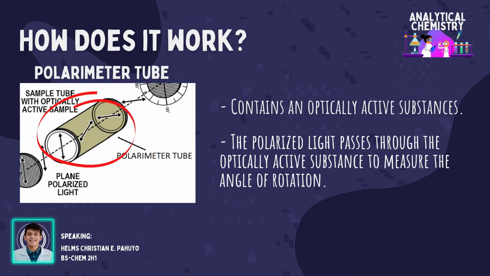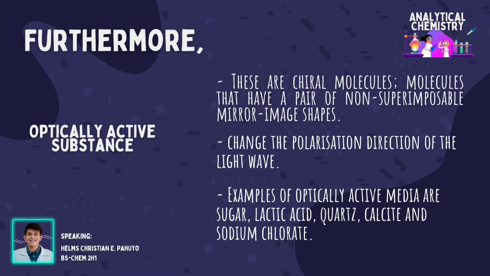Afterwards, the polarized light will pass through an optically active substance to measure the angle of rotation. Optically active substances change the polarization direction of the light wave. These are the chiral substances which have molecular systems whose asymmetry results in handedness. These chiral substances have a pair of non-superimposable mirror image shapes. Examples of optically active media are sugar, lactic acid, quartz, calcite, and sodium chlorate.